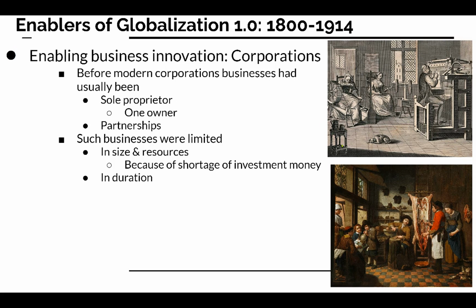And unfortunately, a slow process also means these businesses are going to be limited because they don't last that long. In the case of a sole proprietor, when the owner dies, usually the business is over. If there's a partnership, when one of the partners dies and the money from that partner goes away, the business also typically dies.